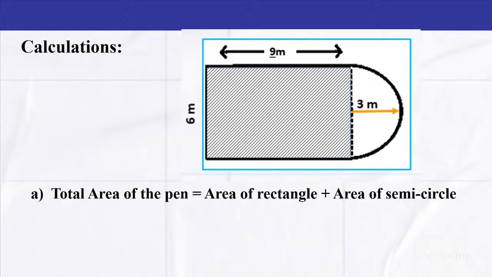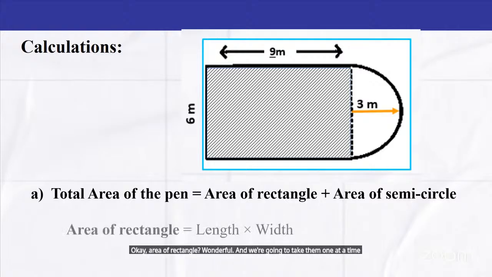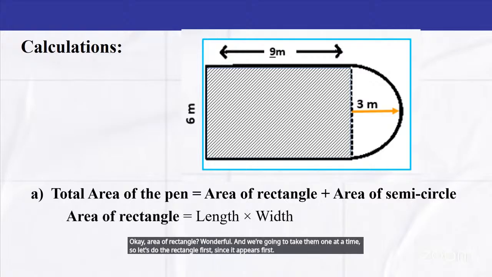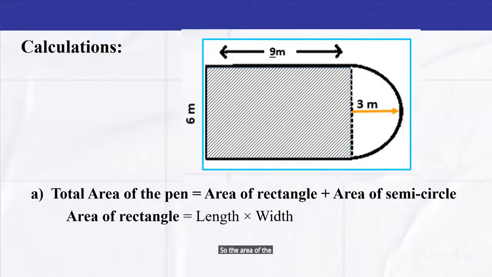I like that. Okay, area of a rectangle? It says length times width. Wonderful. And we're going to take them one at a time. So let's do the rectangle first, since it appears first. The area of the rectangle is length times width. What is the length, and what is the width of the rectangle?